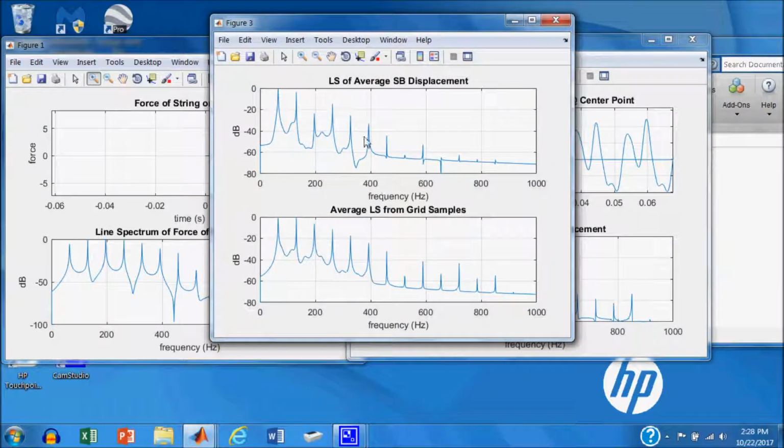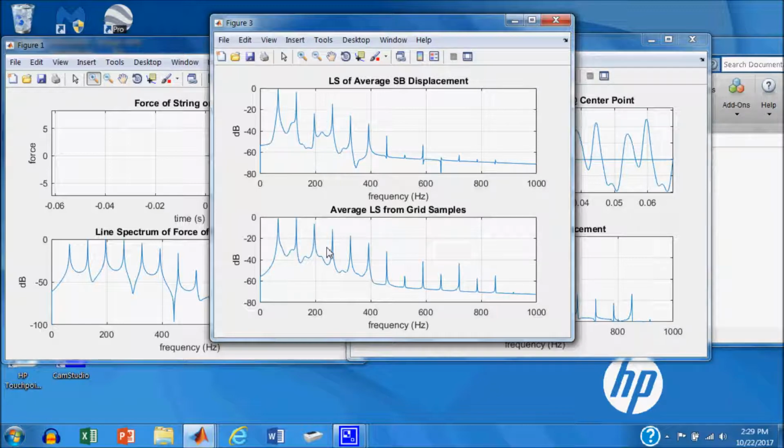Here is the line spectrum of the average soundboard displacement. In other words, at every instant of time, I take an average over the whole soundboard of the displacements, and then I keep that average, and then after the simulation is over, I go back and find the line spectrum of it. And I get this kind of a spectrum here.